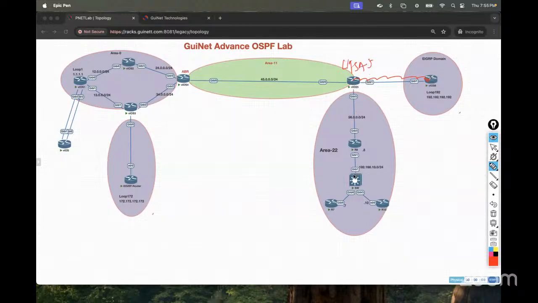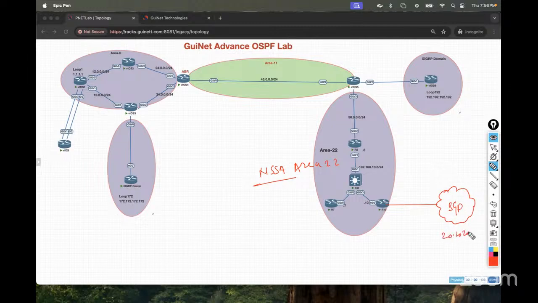But if I talk about LSA 7, suppose I have a special area, the NSSA area, which is a not-so-stubby area. Let's suppose I make this area an NSSA. This is my NSSA area, and let's suppose this router is connected with another routing protocol, that might be BGP. It is going to advertise a route 20.20.20.20/32. So this BGP route is going to come into the OSPF domain.